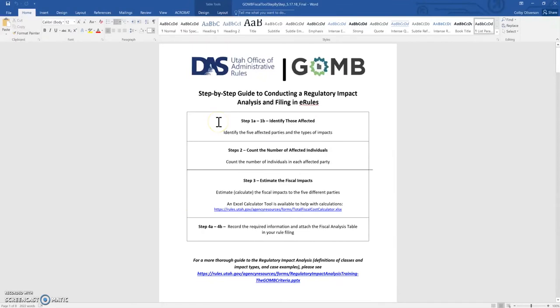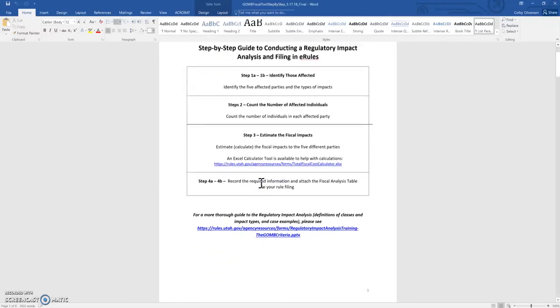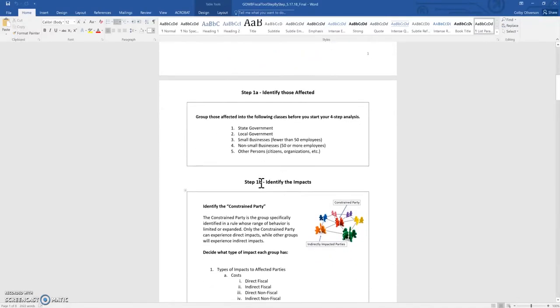So first off, let's actually go through the 4 steps and then we'll focus on step 1 in this video. So step 1 is to identify those affected due to the proposed rule. Step 2 is to count the number of affected individuals. Step 3 is to estimate the fiscal impacts to the affected parties. And then step 4 is to record the required information in the eRule system, which we'll go over later, and attach the fiscal analysis table in your rule filing, which is also in eRules. So let's scroll down here and go to step 1.